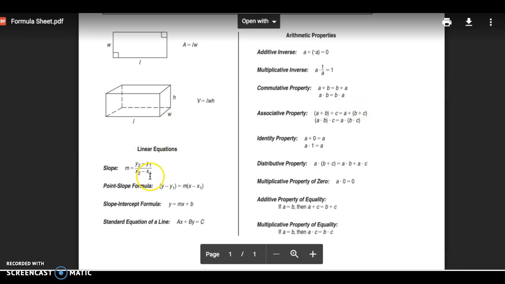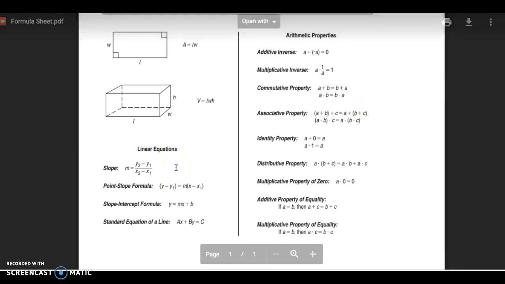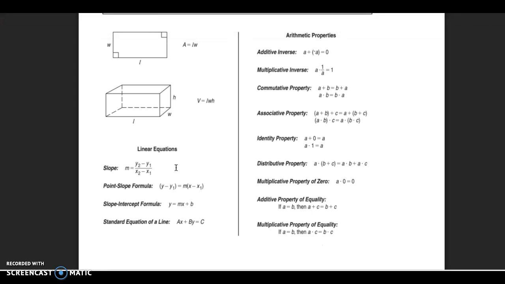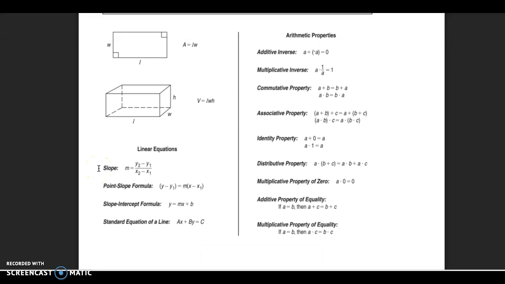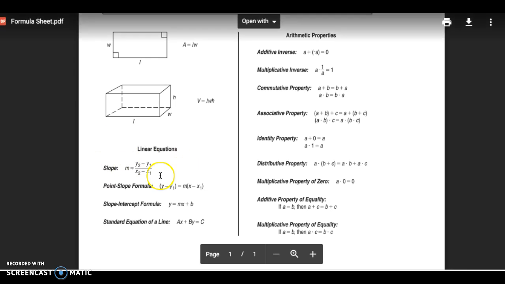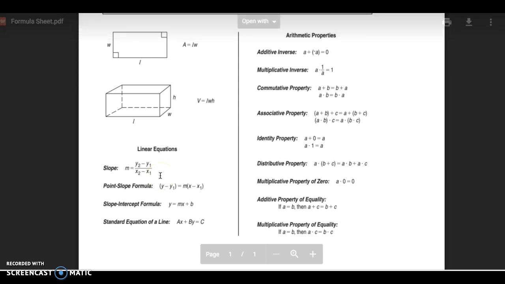Also, a lot of students, when they're finding slope, tend to forget: do I put my y's over my x's or my x's over my y's? Again, using the formula sheet to help you along the way, it's rise over run, change in y over change in x. We can confirm that with our formula sheet here.